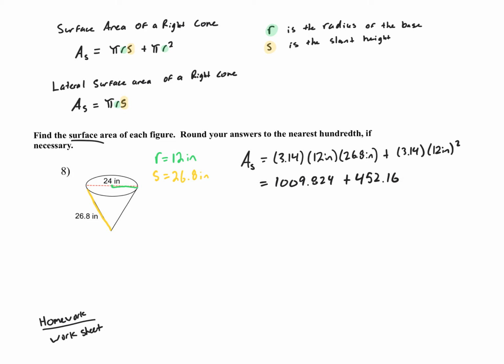Okay, but since I was asked for both, I'm going to add those two numbers together, and I get 1,461.984. But since it's rounding to the nearest hundredth, I'm just going to leave it at 98. Again, inches times inches would give us inches squared. So it's going to be inches squared.